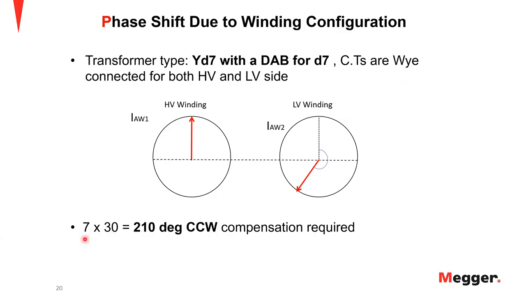And when you multiply the 7 with the 30-degree increments, you see that there's a 210 degrees compensation that is needed, which I need in a counterclockwise direction so that my phase shift is taken care of. So when we use the right compensation matrix inside the relay, the phases are now compensated for, and then the relay uses these currents and these phase angles in the differential logic.